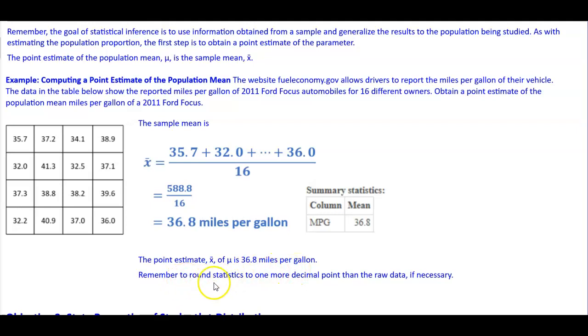And remember to round statistics to one more decimal place than the raw data if necessary. Well, in this case, the raw data had 1 decimal place, and when we did our division, it only gave us 1 decimal place. Now, if it had been a further decimal place, then we would have included that for the point estimate.